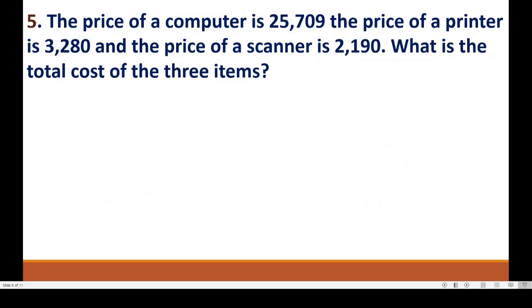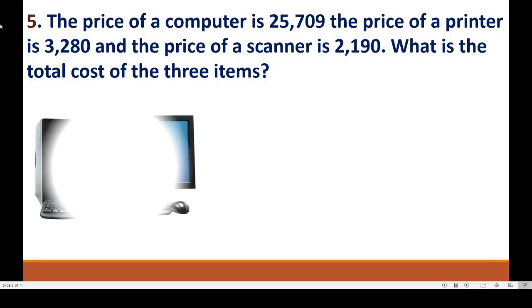See this. The price of a computer is 25,709. 5-digit number. Okay. The price of a printer is 3,280. And the price of a scanner is 2,190. What is the total cost of the 3 items? You can see here 3 items.